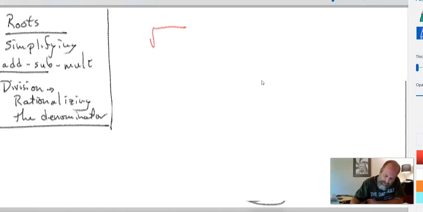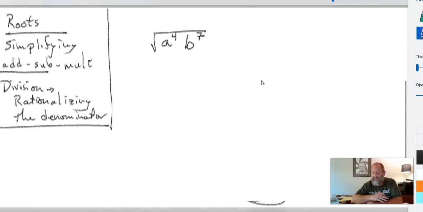Okay, let's try this again. Let's try this one more time. See if you can use that reasoning to simplify the square root of a to the fourth b to the seventh. Go ahead and pause the video, see what you can do with it, and then start the video up when you're ready.